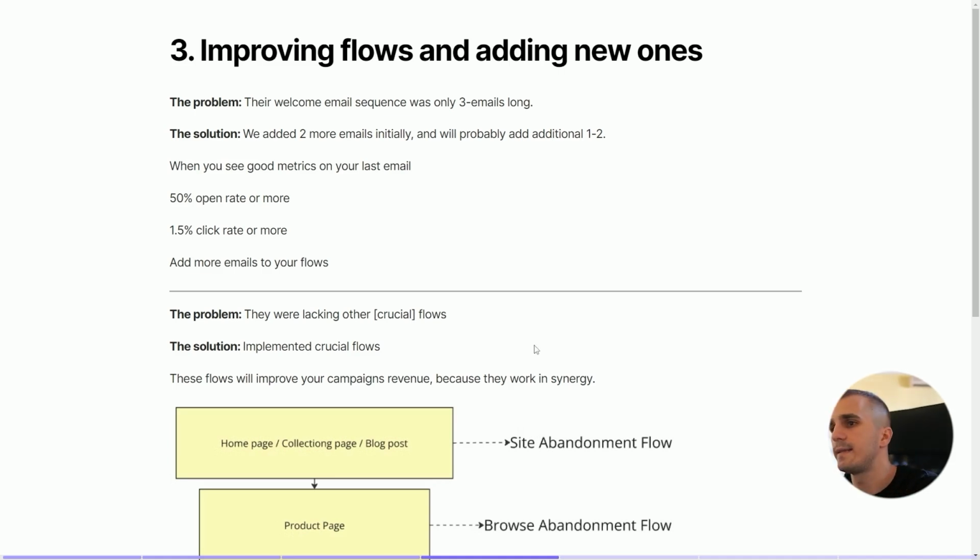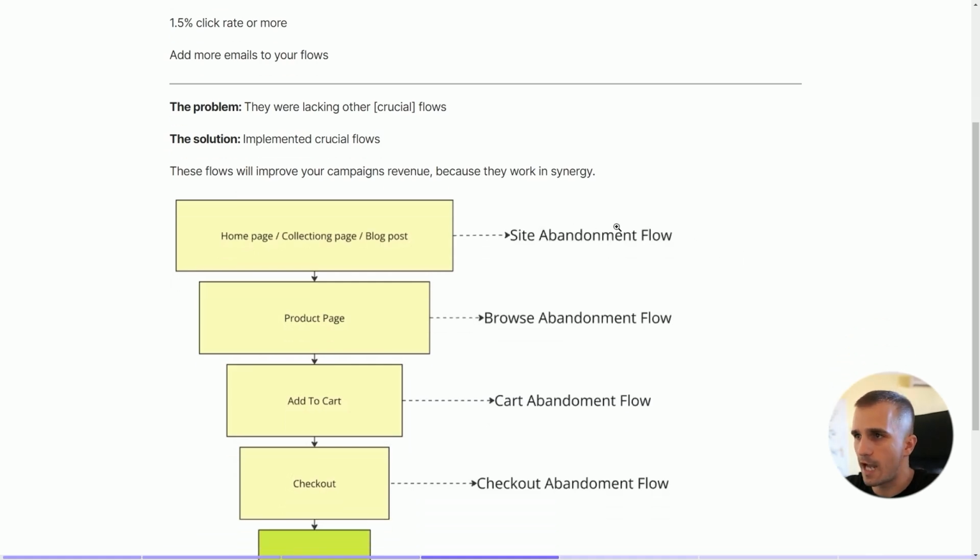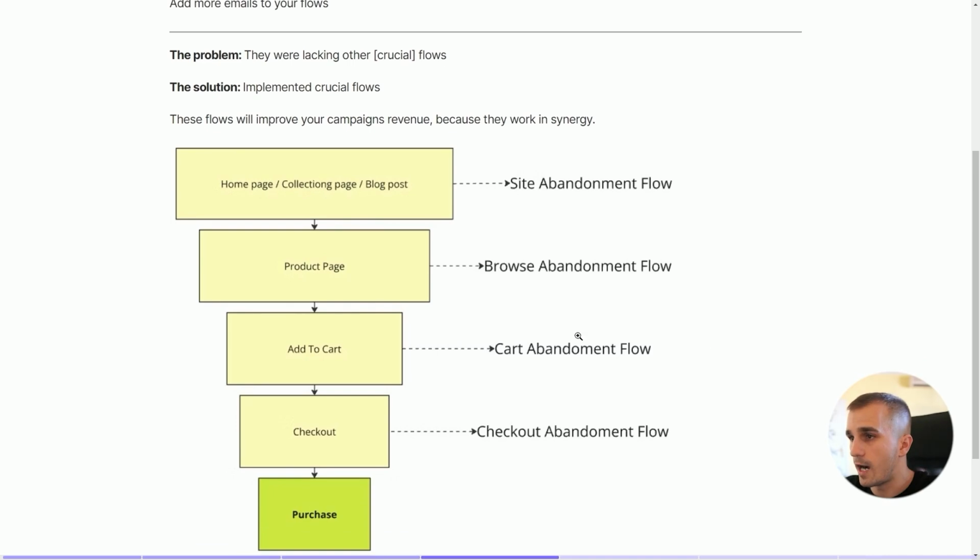The next thing is that they were lacking other crucial flows. What we have done is that we have implemented these crucial flows. These flows that I will cover here will help you with your campaign revenue because they work in synergy. So they were lacking a site abandonment flow, they were lacking a browse abandonment flow, they were lacking a cart abandonment flow. They had the checkout abandonment flow, although it was improved. But the thing is that you need all these flows.